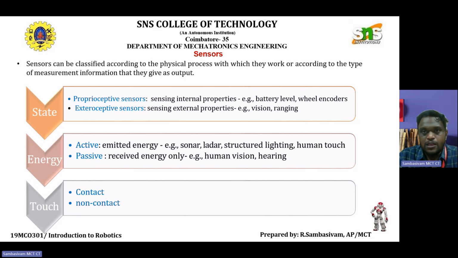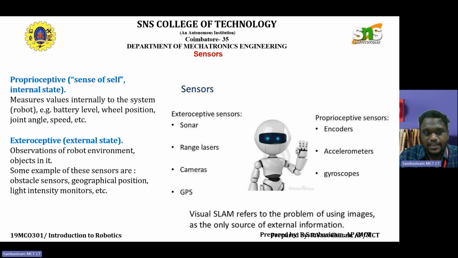Apart from that, there is touch, either contact or non-contact. These types of sensors are used to detect whether an object is present or not, and also to sense without touch. As I said earlier, proprioceptive sensors sense the robot's internal state, measuring values internal to the system. Examples are battery level, wheel position, joint angle, and speed. Exteroceptive sensors observe the robot's environment and objects in it. Some examples are obstacle sensors, geographical sensors, light intensity monitors, etc.